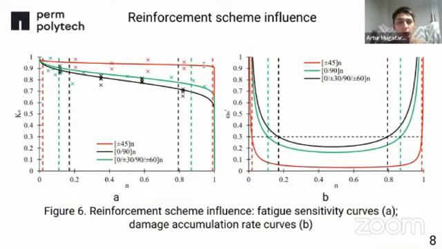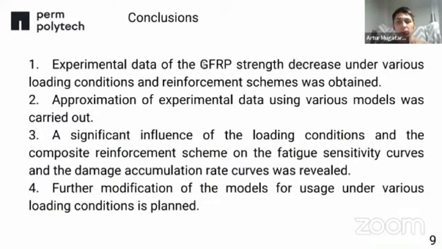Here are some conclusions of the work. Experimental data of the GFRP strength decrease under various loading conditions and reinforcement schemes was obtained. Approximation of experimental data using various models was carried out. The significant influence of the loading conditions and composite reinforcement scheme on the fatigue sensitivity and the damage accumulation rate curves was revealed. And we plan further modification of these models for usage under various loading conditions.